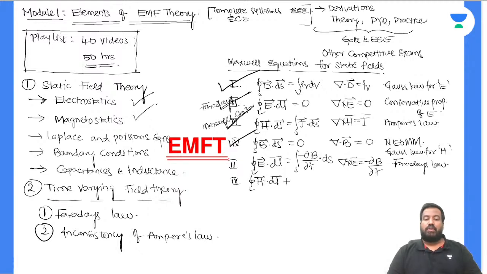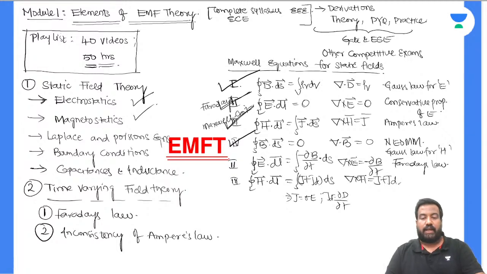Maxwell contribution, closed loop integral of H dot dl is equal to surface integral of J plus JD dot ds, where J is conduction current density sigma E, JD is dou D by dou t, displacement current density. Differential form: del cross H is equal to J plus JD. As usual, J is conduction current density and JD is displacement current density.